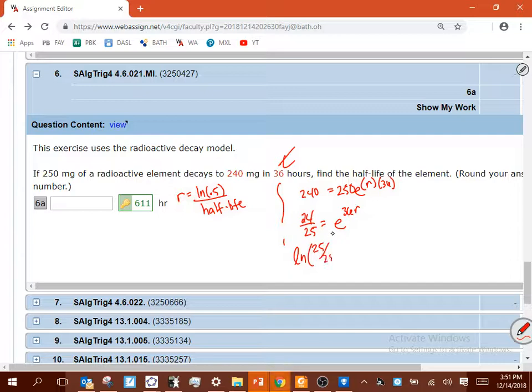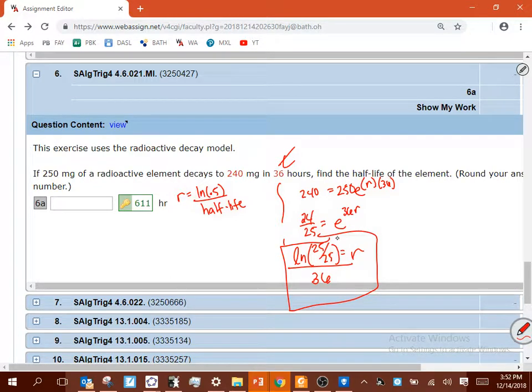24 over 25 is equal to e to the 36R, so take ln on both sides. ln on this side would be 36R. So then R is going to equal this. Well, why did I do that? Remember what we said, this is the half-life. This is how I can determine half-life. And now you can do one of two things here. If you want to go a little bit further with that formula and just solve this for half-life, you can. I'm just going to do it a little bit more direct.